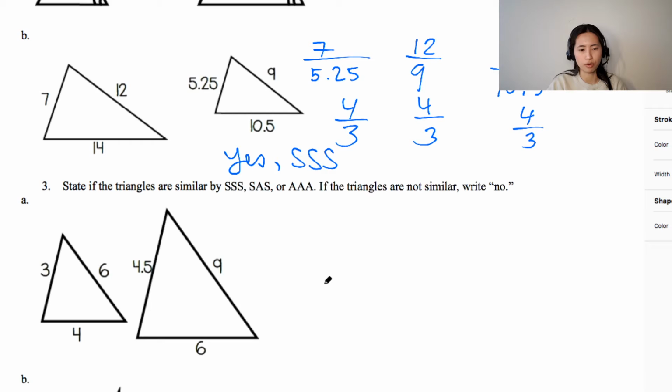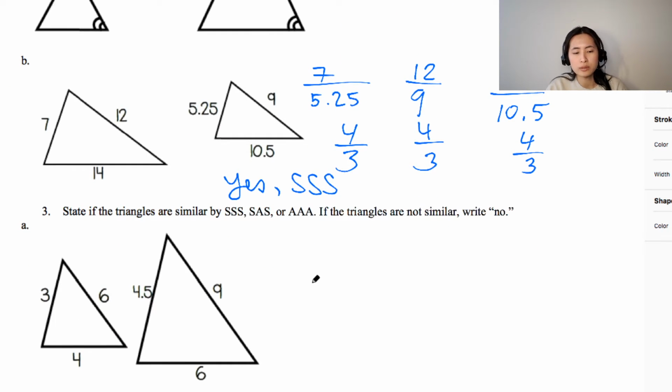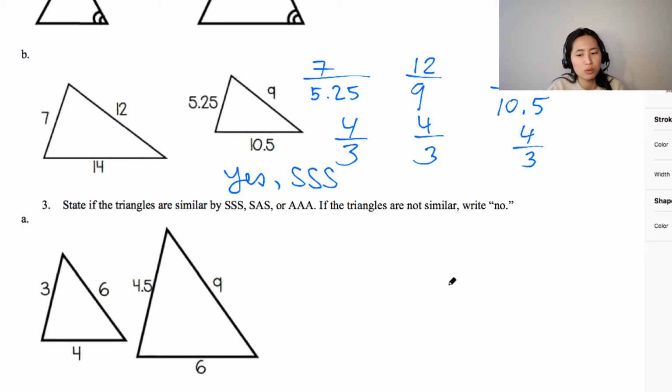Okay, so I guess we've pretty much answered the first two questions. Okay, so let's move on to number 3. So we need to state if the triangles are similar by side, side, side, side, angle, side, or the triple A. And if the triangles are not similar, then we write no.